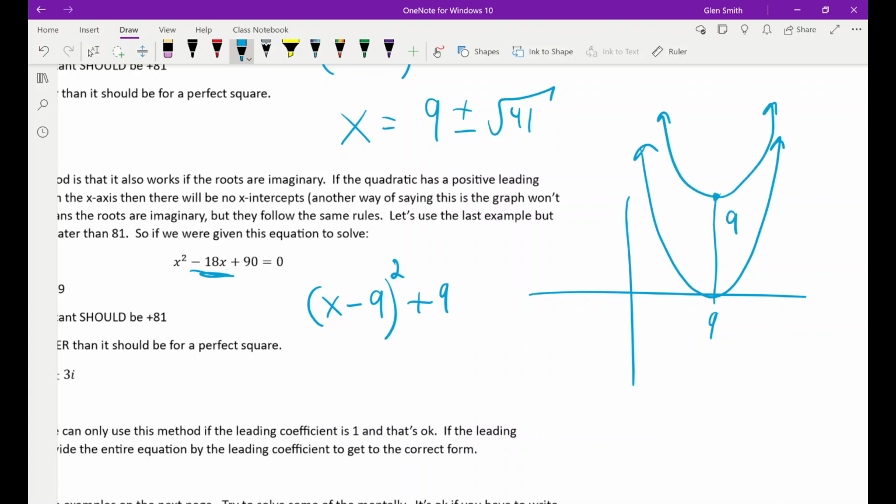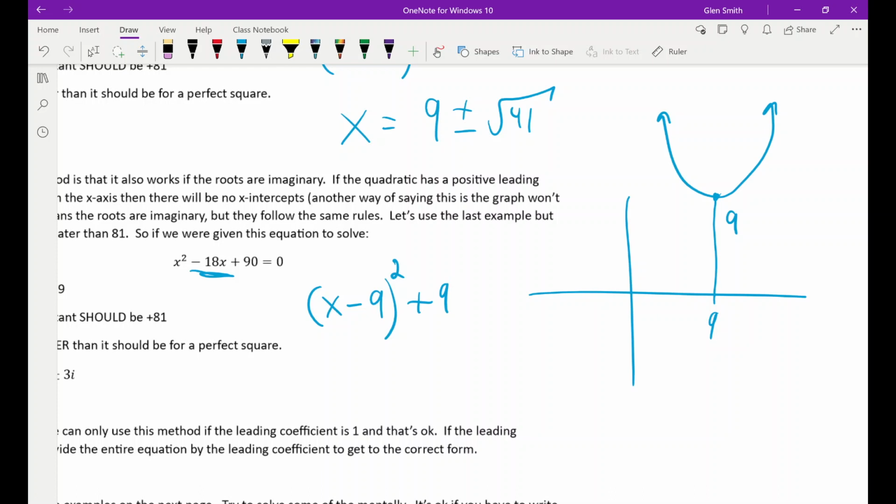This distance 9. Now, this never hits the x-axis, right? So it doesn't have x-intercepts, but it still has roots. The difference between x-intercepts and roots: roots encompasses x-intercepts. Roots means what do you plug into this to make this thing equal 0? X-intercepts means where does it hit the x-axis? A lot of times they're the same thing if they're real numbers. Not a lot of times, they're always the same thing if they're real numbers, but if they're imaginary, then they're not x-intercepts. They're just called roots.